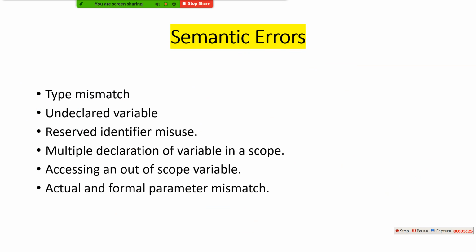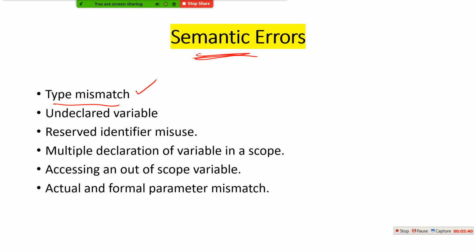Now there are some important types of semantic errors. You just need to know it from the perspective of general knowledge, GK, right? No use in GATE, but just need to know it as a knowledge perspective. So what are semantic errors?